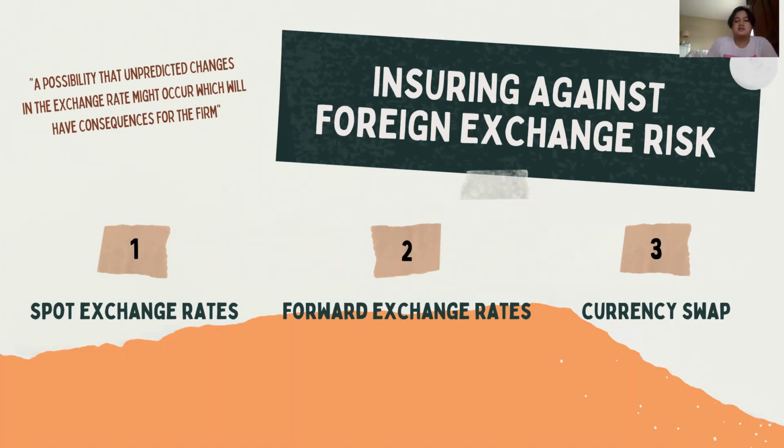First, there are spot exchange rates, which is the price or exchange rate that applies on the spot when we try to exchange the currency. And then there are forward exchange rates, which is the exchange rate that applies in the future. If we want to buy in the future, the exchange rate is called the forward exchange rate. And a currency swap is basically swapping between spot exchange rates and forward exchange rates.